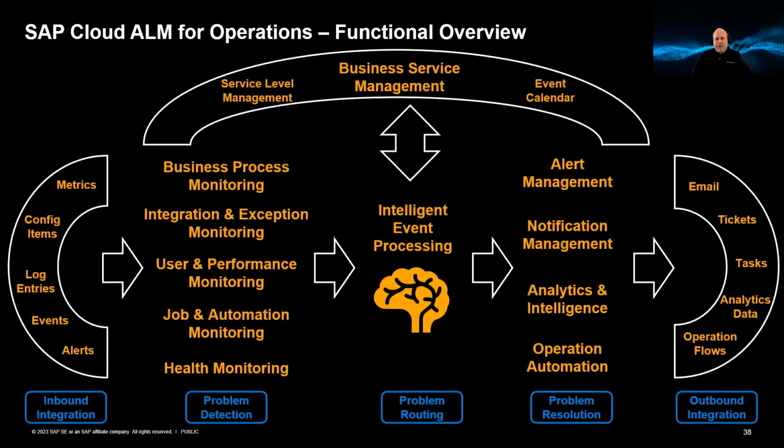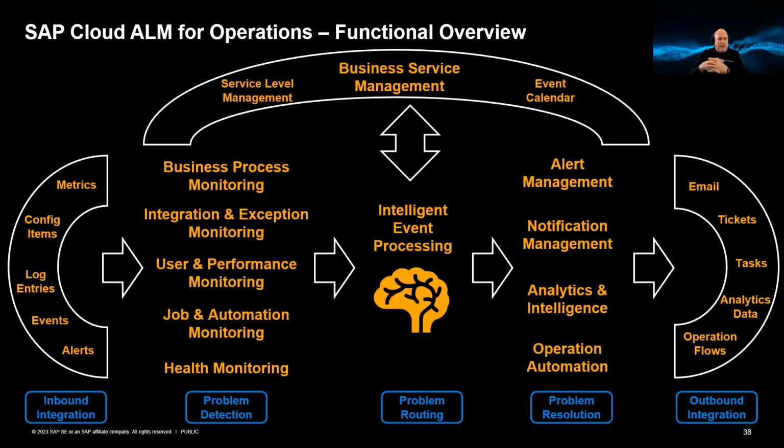So let's go into the operations side. Operations is very sophisticated. In Cloud ALM, we're covering a lot of on-premise and cloud. We're pulling in lots of different metrics, configuration information, log entries, events and alerts from on-premise and cloud environments. And then we're monitoring business processes, integrations, users, jobs, and health, taking this into event processing and then sending out alerts and notifications, viewing it in analytics and operation automation.